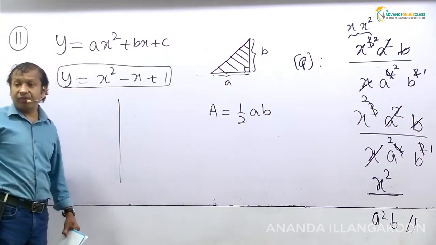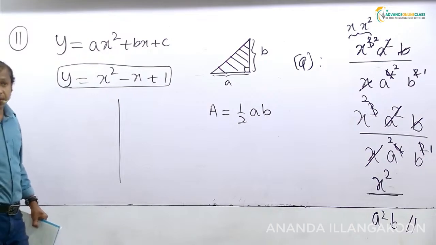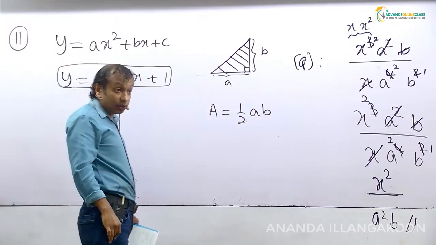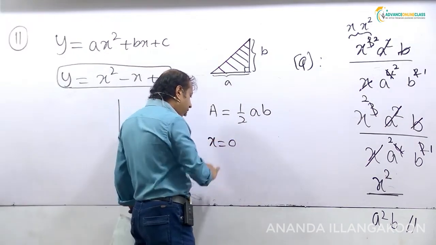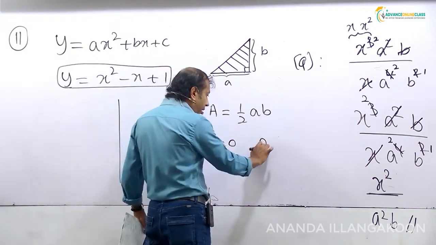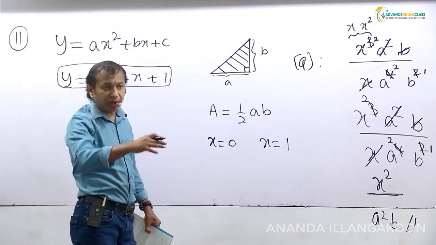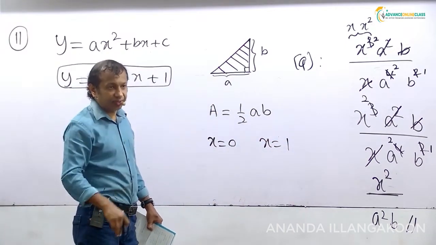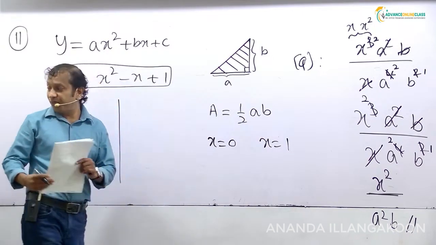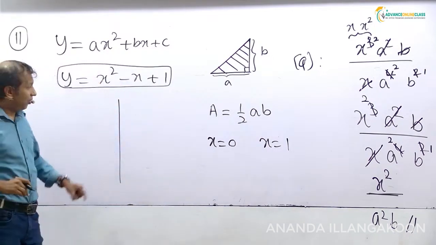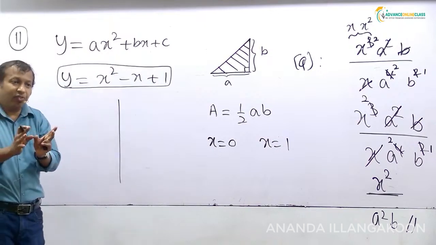In the graph, after drawing the graph, we are asked to find the area enclosed by the graph between x equals 0 and x equals 1, below the graph and above the x-axis. Understand? So first of all, you must draw this graph. Now I am explaining what?